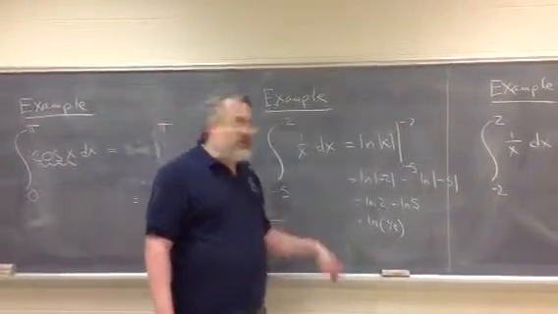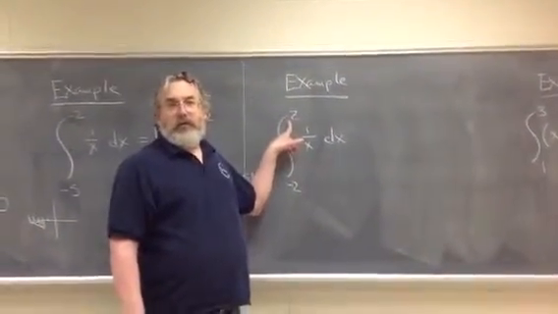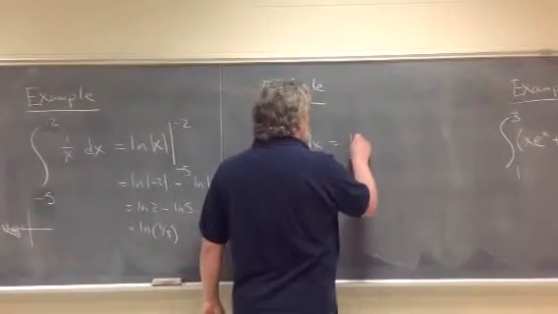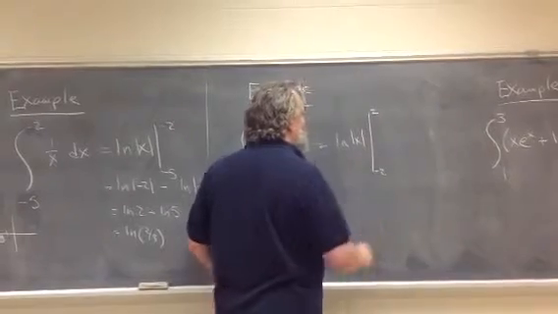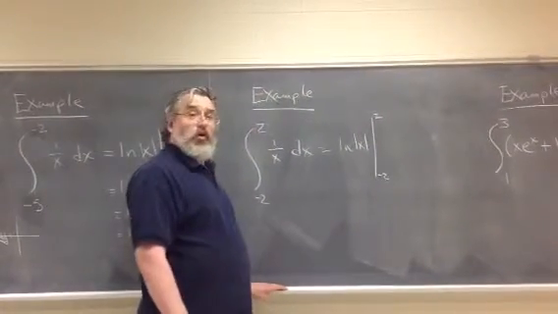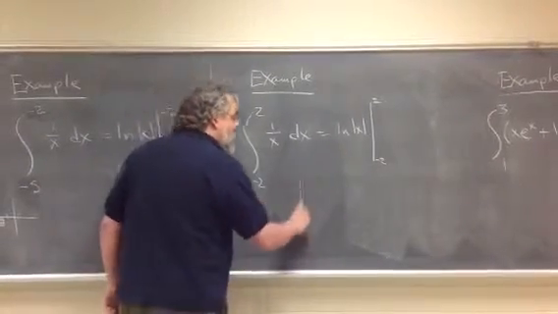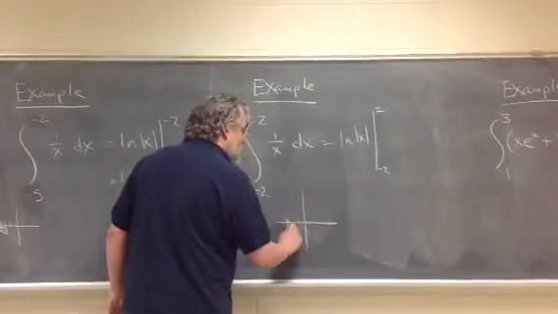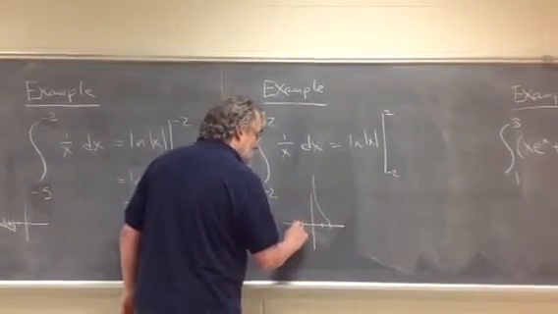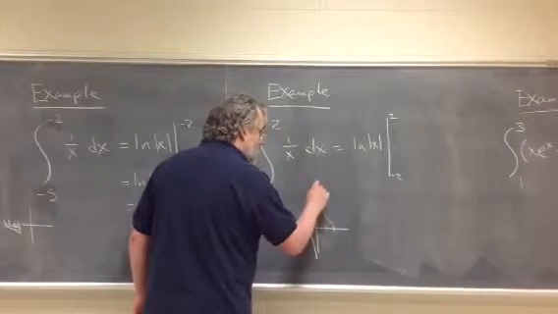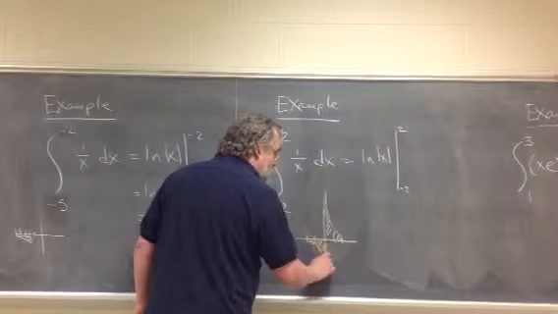So let's do one more like this. Let's go from minus 2 to positive 2. Well, we've already done this. This is the natural log of absolute value of x. Evaluate from minus 2 to 2, which actually it could be, but there's a problem. Because, let me show you this graph. This graph has a problem.